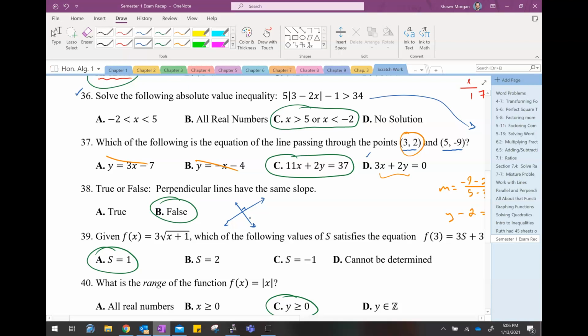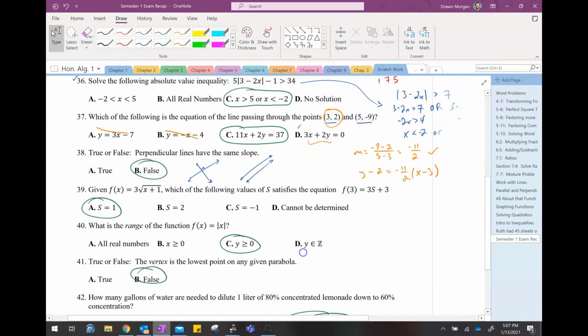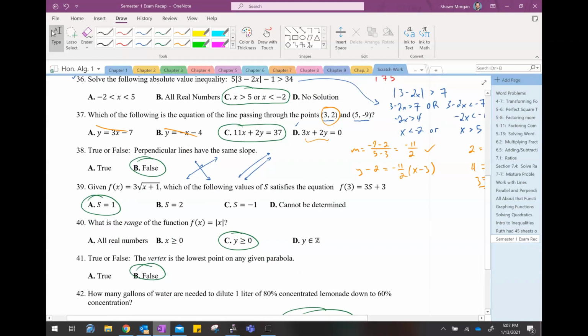Their slopes are opposite reciprocals. So perpendicular lines do not have the same slope. That's false. What kind of lines do have the same slope? Ask yourself that question. Hopefully you answered parallel lines. Parallel lines have the same slope, okay? We've talked recently about this. I think this week, as a matter of fact, we discussed some function notation.